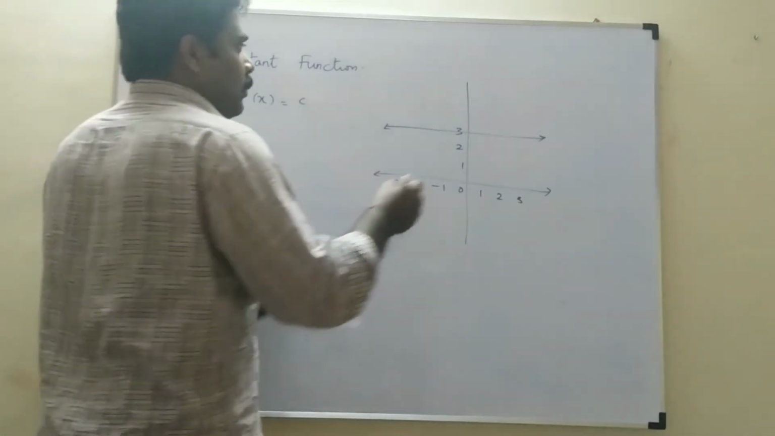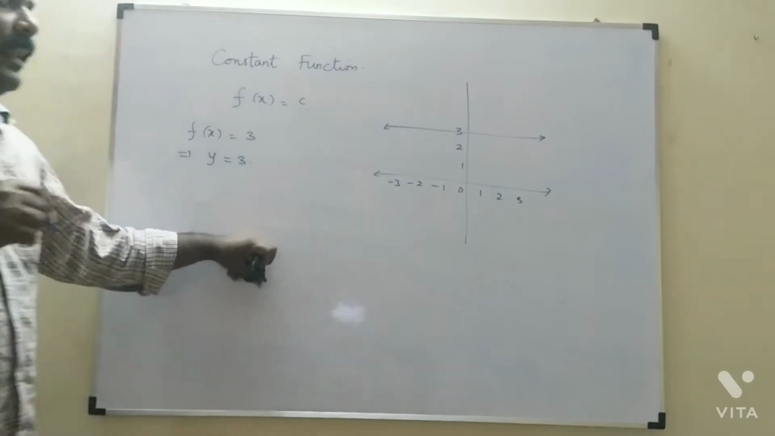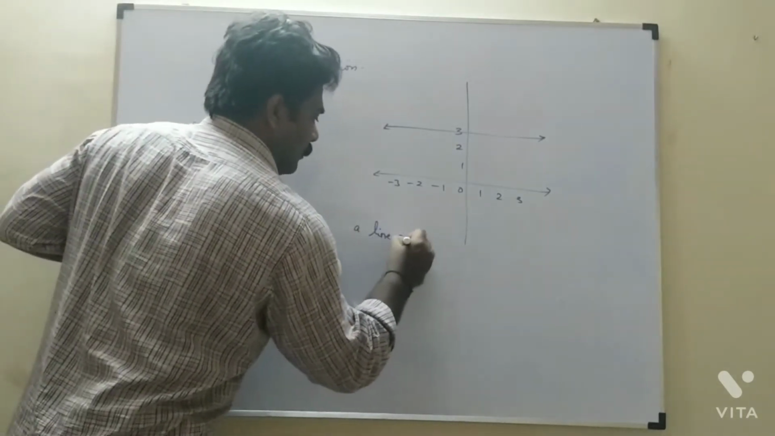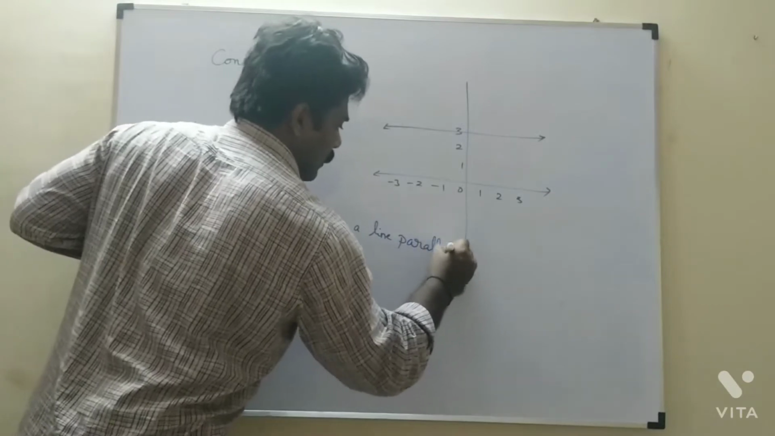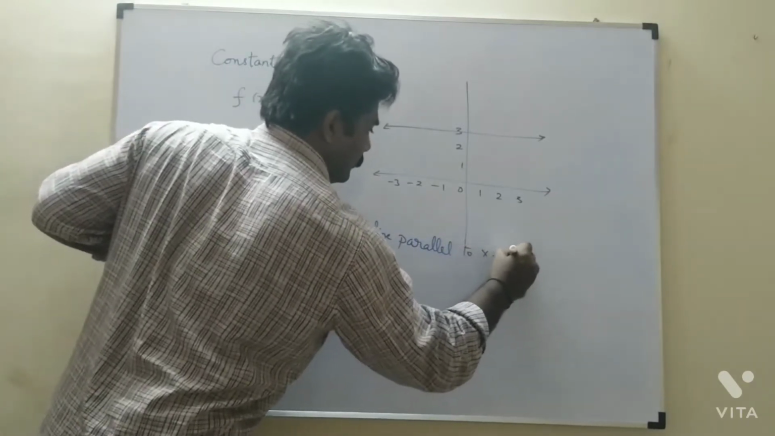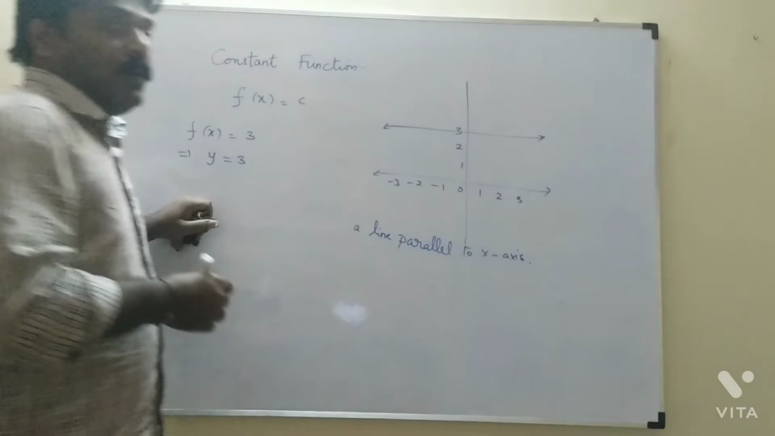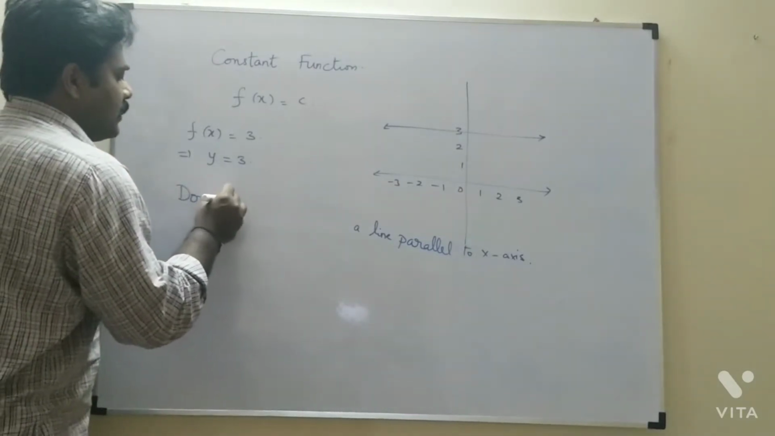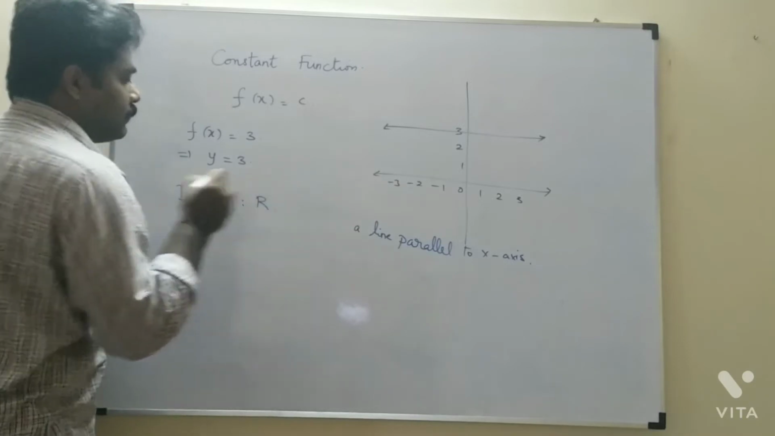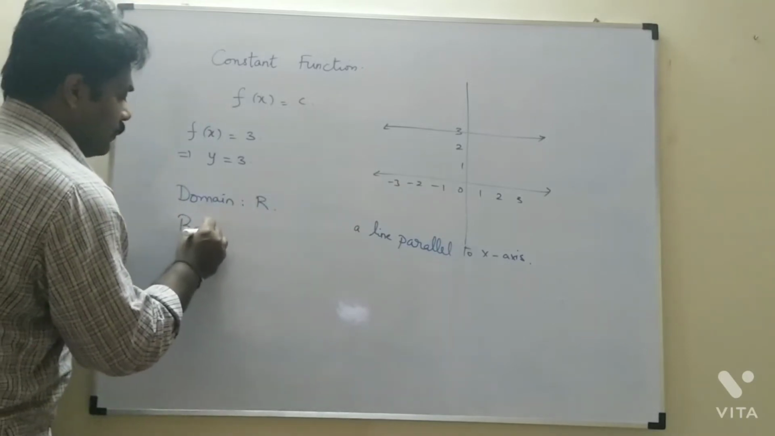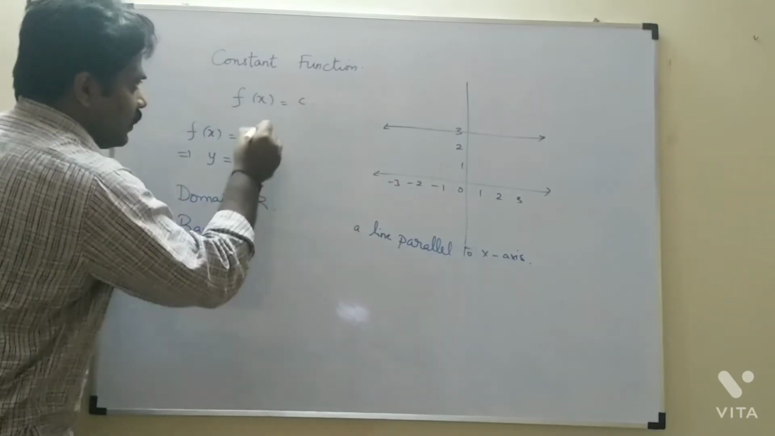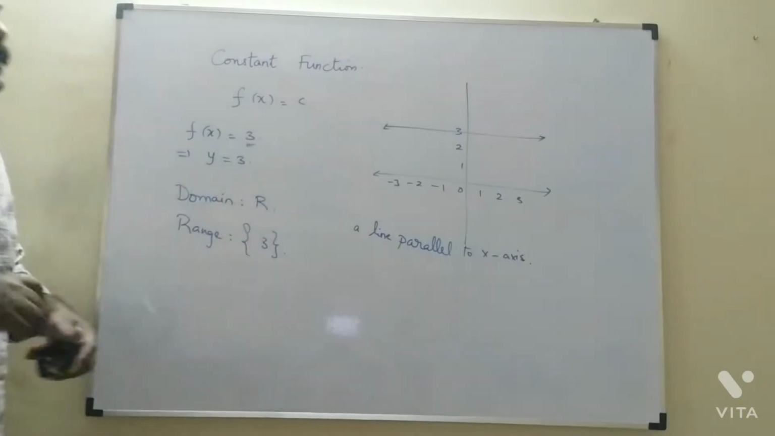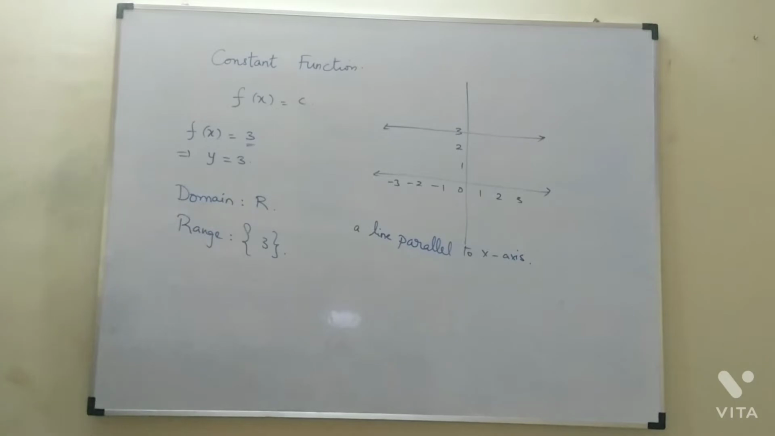Right. So the graph looks like a line parallel to the x-axis. Now coming to the domain of the constant function. The domain is any real number, but the range is always the constant value that I am using. So in this case, it would be 3. Right? Clear?